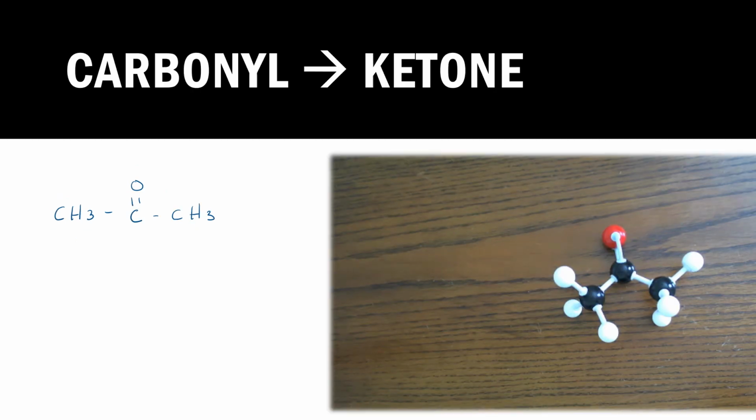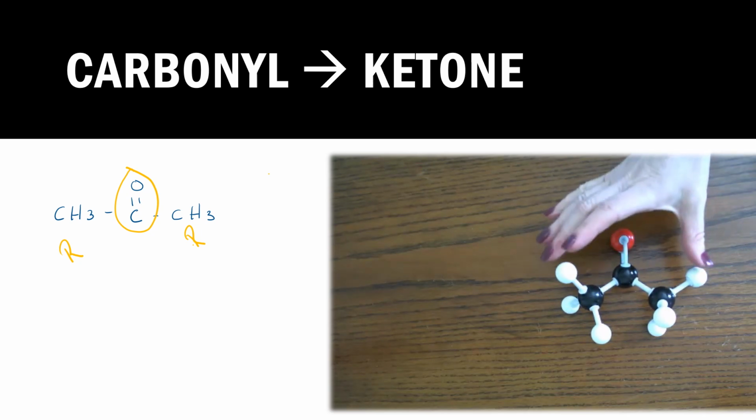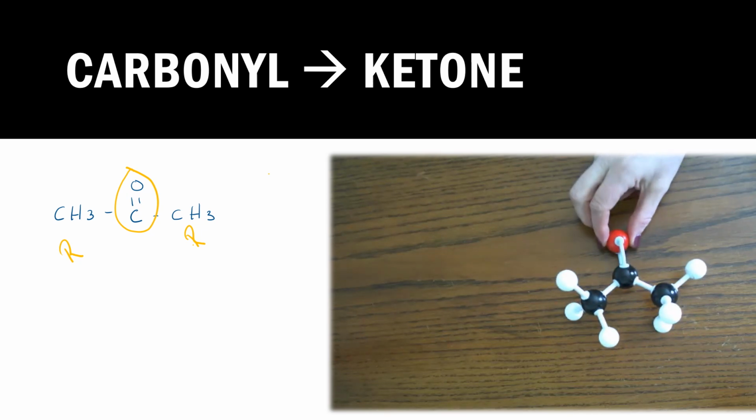Okay, so next we have our ketone. Again, still same functional group, right? Still a carbonyl. Here's my carbonyl right here. Only this time, instead of being on a terminal carbon, it is on an internal carbon. So I have two R groups on either side of that functional group, on either side of that carbonyl. And so you can see that right here, I've got my two R groups here, and then I've got my carbon double bonded oxygen right here on that internal carbon.